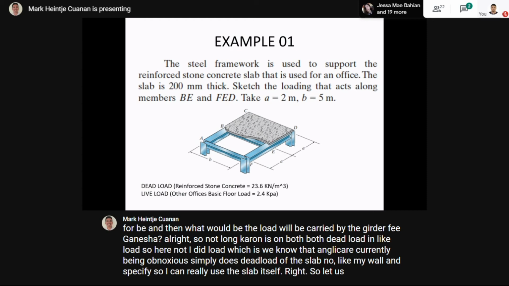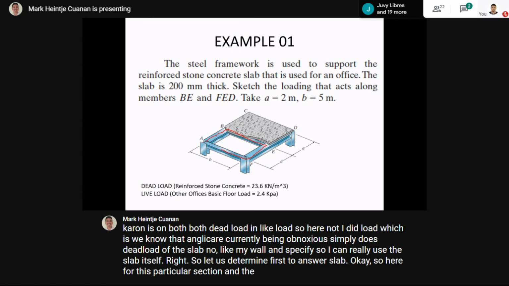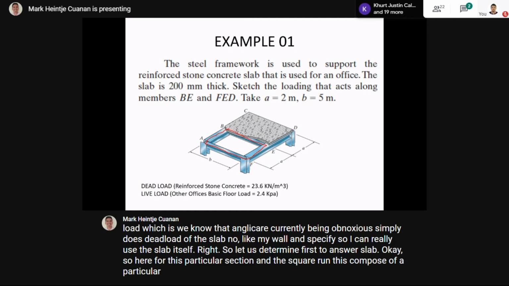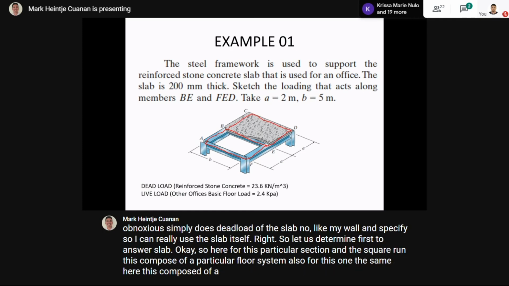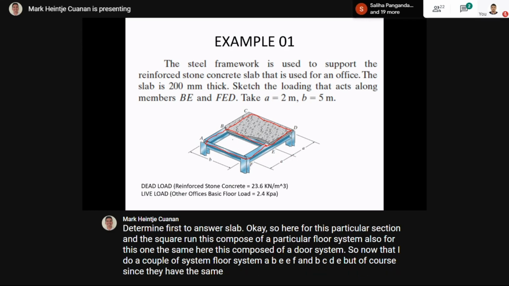determine first what type of beam or what type of slab this is. Okay? So here, for this particular section that I squared, this is composed of a particular floor system. Also, for this one, it is the same, this is composed of a floor system. So we have two floor systems, AB, EF, and BC, DE. But of course, since they have the same dimension, what this one carries is the same as the other side, so it is the same.